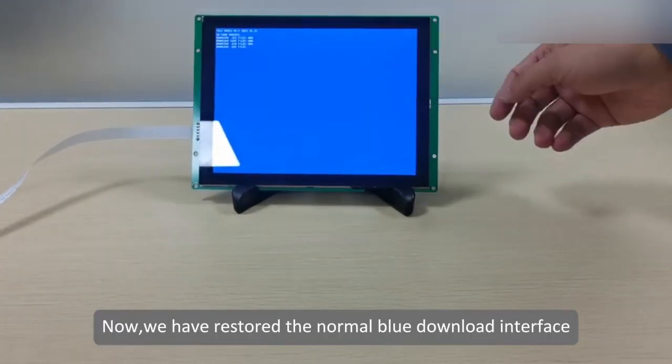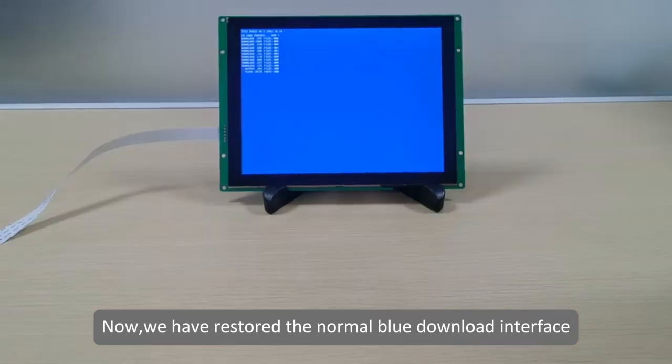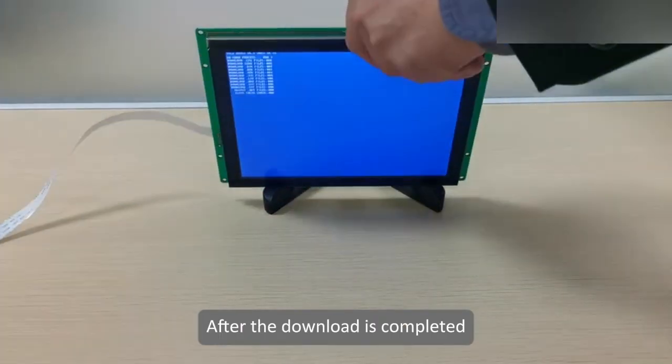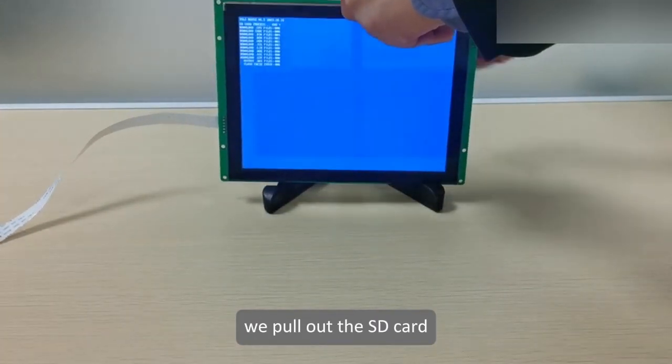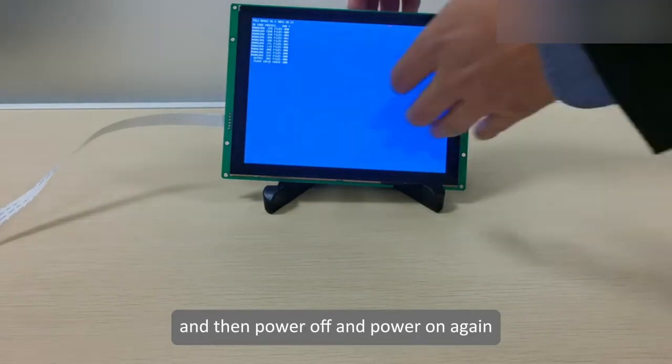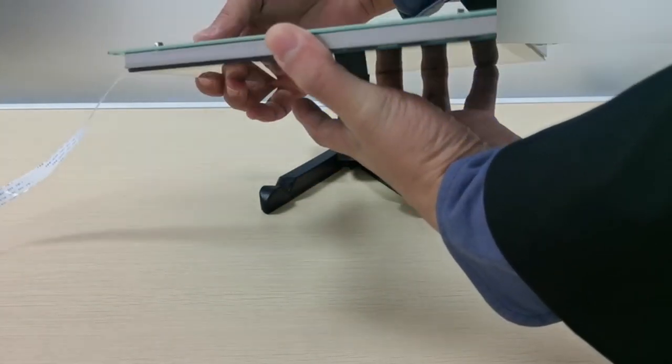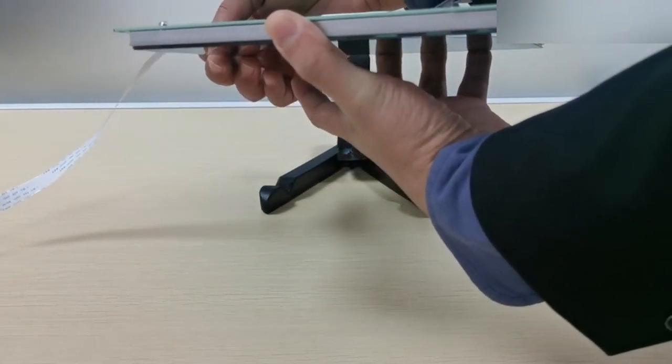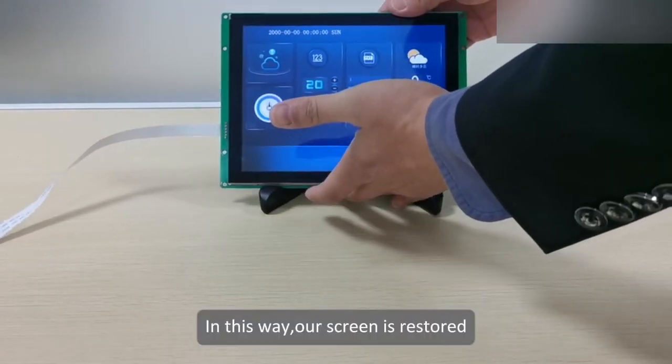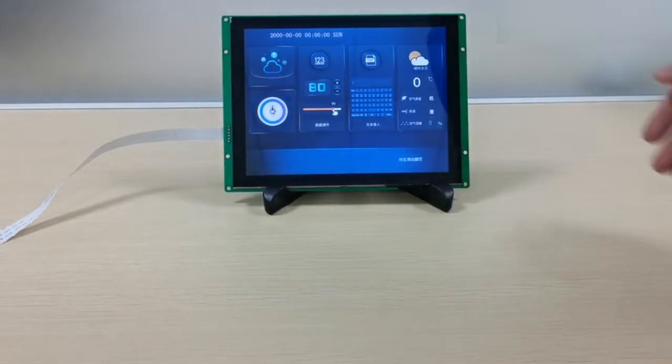Now, we have restored the normal blue download interface. After the download is completed, we pull out the SD card, and then power off and power on again. In this way, our screen is restored.